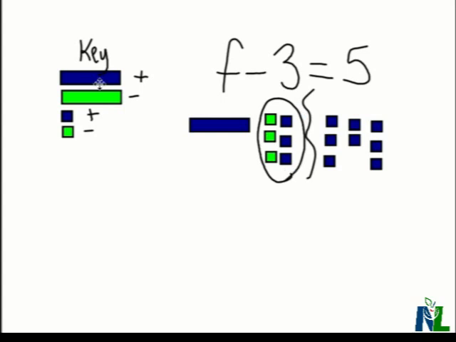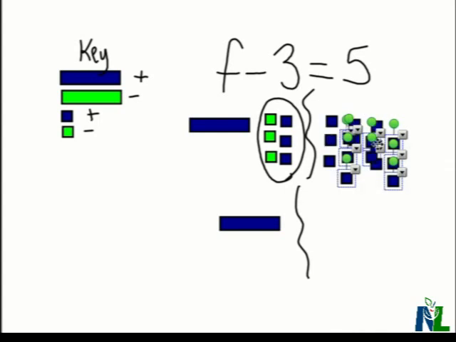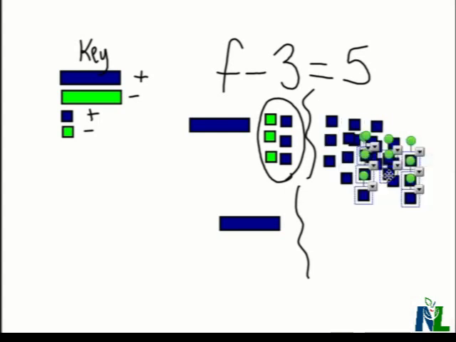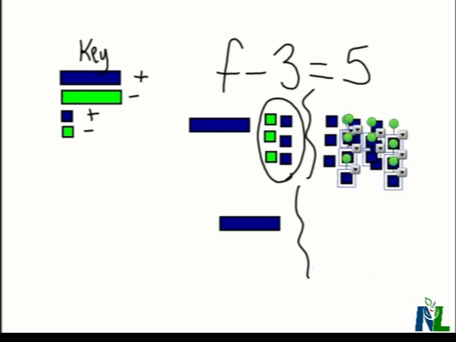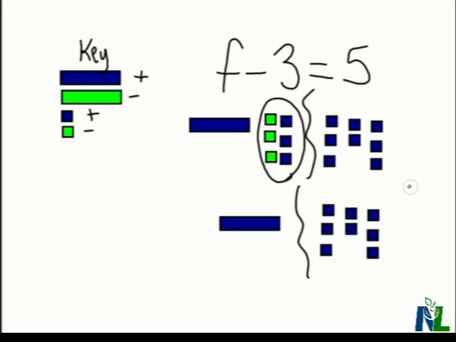So now we're going to redraw our answer so that we have f equals, and all of these over here make up our answer. There we go. There they are. We have 8 altogether. So f equals 8.